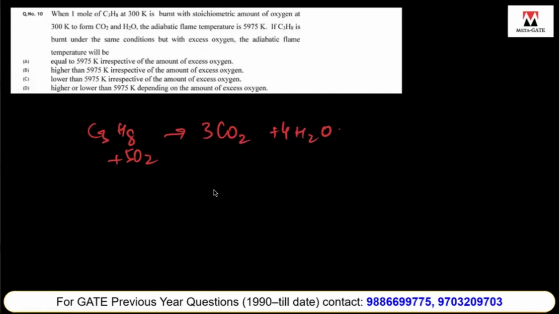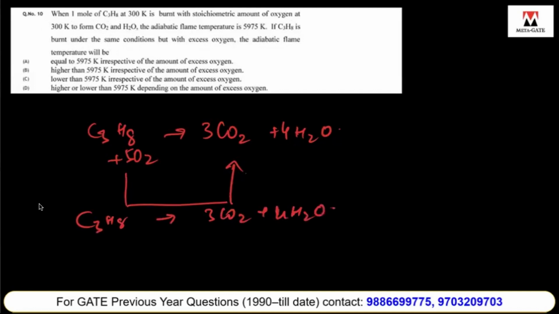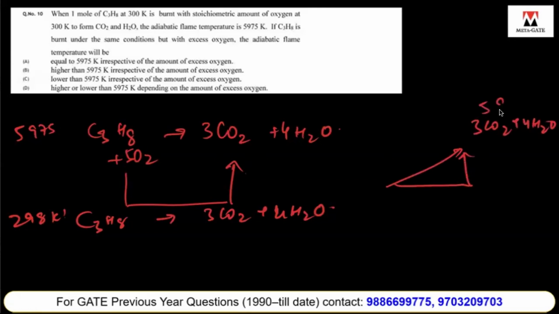Now, for an adiabatic process, the delta H will be 0. This is at 298 Kelvin and this is at 5975 Kelvin. Now, there won't be a direct path here. So when you heat it from 298, all the heat will be consumed to form the 3 CO2 plus 4 H2O mixture at 5975, from 3 CO2 plus 4 H2O at 300 Kelvin.